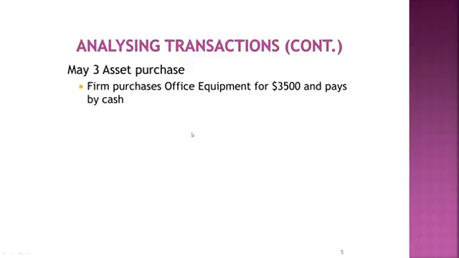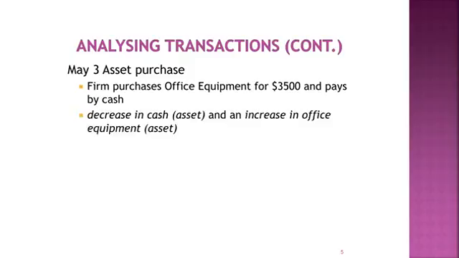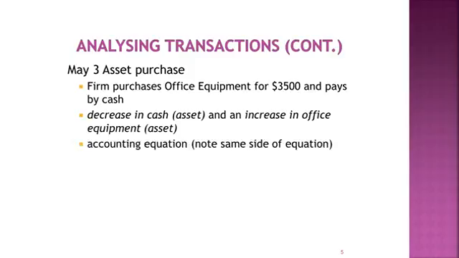Second transaction, on May the 3rd, we purchased an asset. The firm purchases office equipment for $3,500 and pays by cash. To go through the steps here, we're going to combine them a little bit. The two accounts that are affected are cash, because we're paying cash, and office equipment. So this is within the one side of the accounting equation. We're swapping one asset for the other. So we're going to decrease the asset cash and increase the asset office furniture.